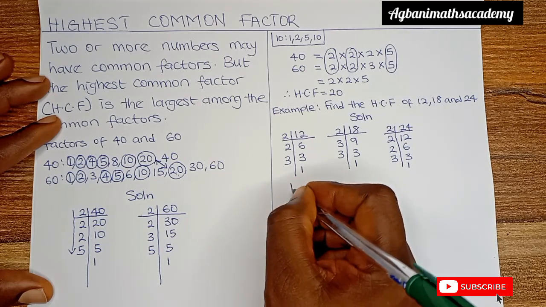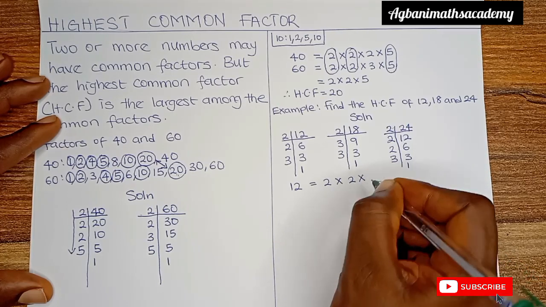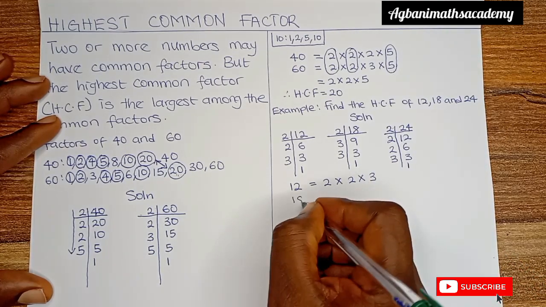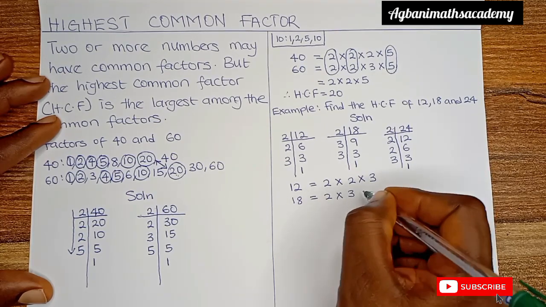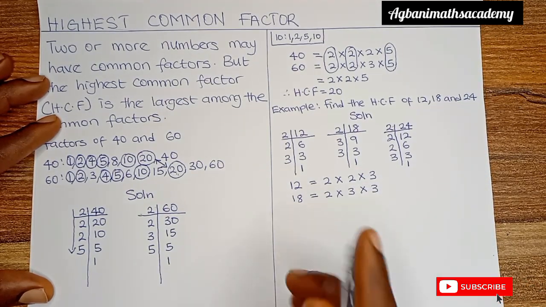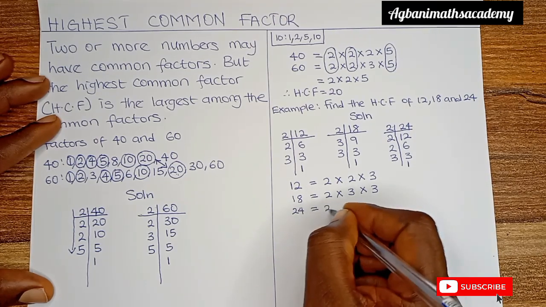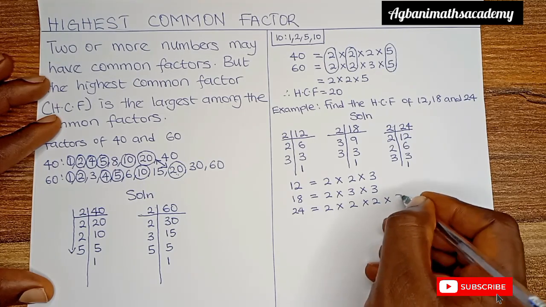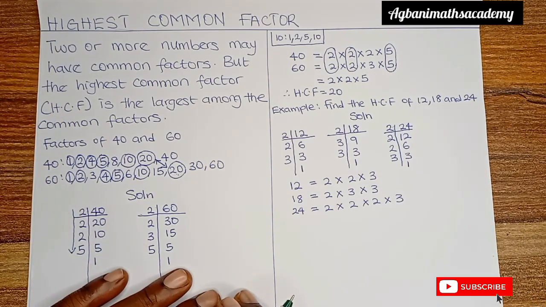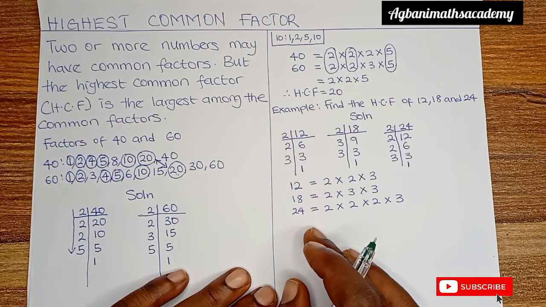So 12 is equal to 2 times 2 times 3. 18 is equal to 2 multiplied by 3 multiplied by 3. And then finally, 24 is equal to 2 multiplied by 2 multiplied by 2 multiplied by 3. So the next thing we do is to look out for common numbers among the 3 numbers we are working on.